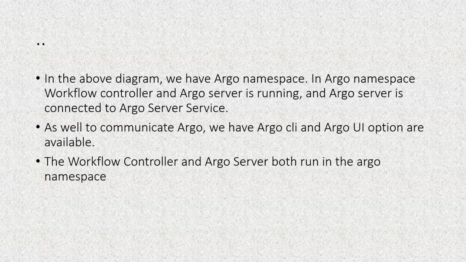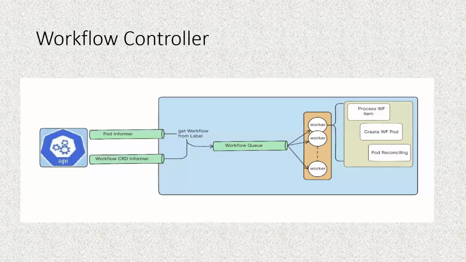In this diagram, again, the same thing. We have a namespace, which is the Argo namespace. The Argo namespace has two major components which it is running in the form of pods. One is workflow controller, second is Argo server. Argo server is connected to the Argo server service. As well, to communicate with Argo, we have Argo CLI and Argo UI options available. Workflow controller and Argo server both are running in the Argo namespace only.